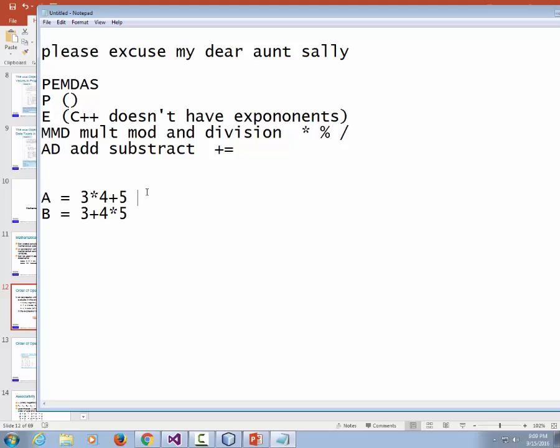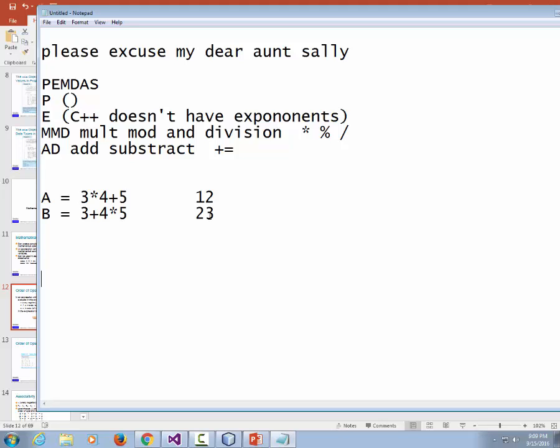What is A equal to and what is B equal to? 17 on the first one because 3 times 4 is 12. We do multiplication first, and so what is B? 23 because we did this multiplication first.